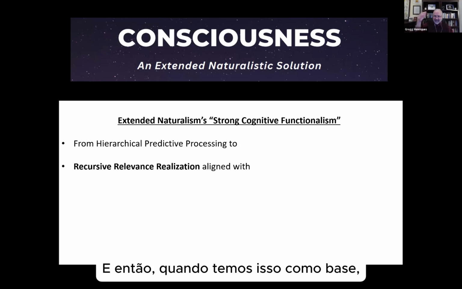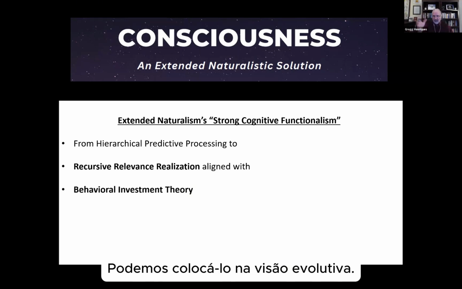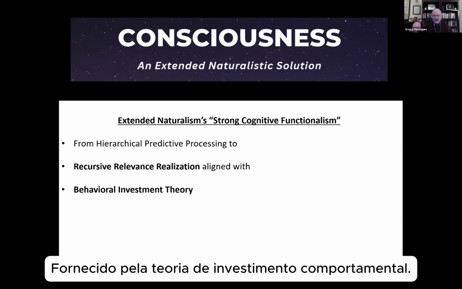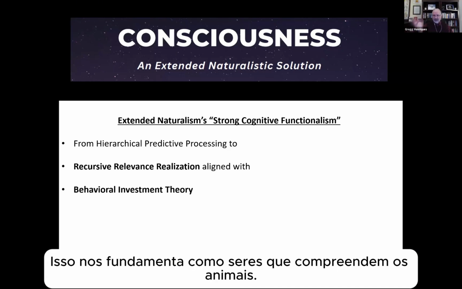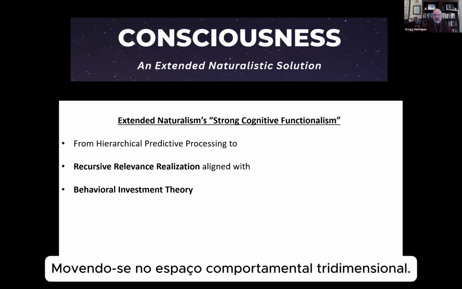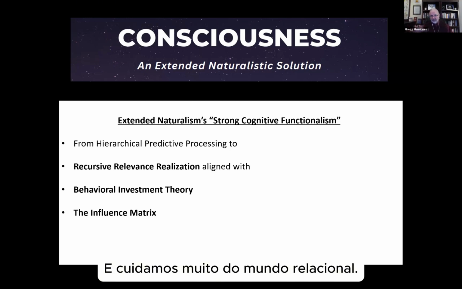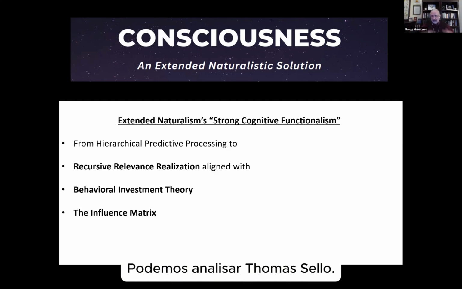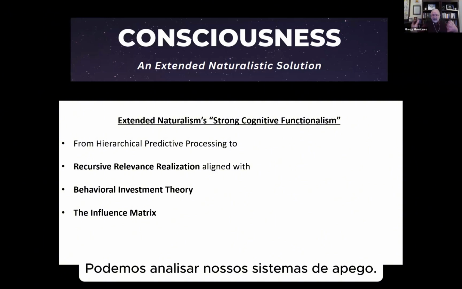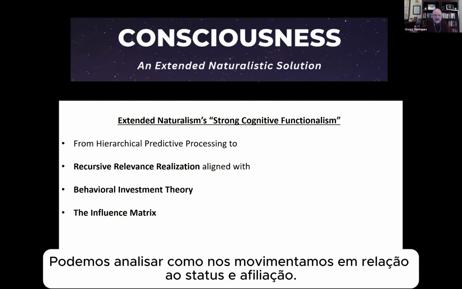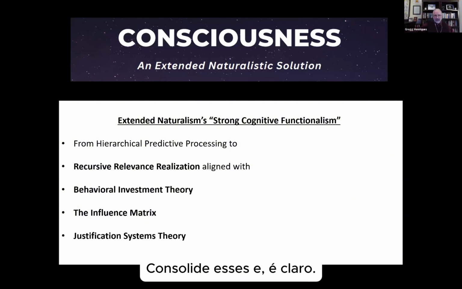And then once we have this as a backbone, we can place it in the evolutionary view afforded by behavioral investment theory that grounds us as understanding animals as moving around in 3D behavioral space. We are, of course, primates and care tremendously about the relational world. We can look at Tomasello, we can look at our attachment systems, we can look at how we navigate status and affiliation and the influence matrix, consolidate those. And of course, we are justifying persons.